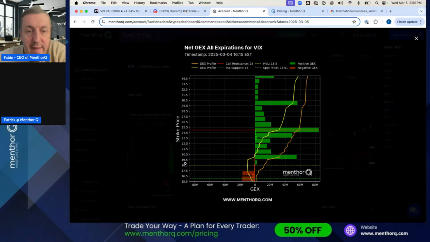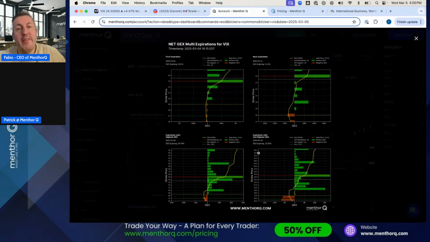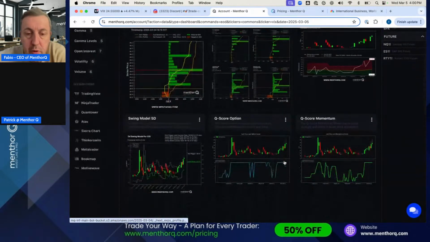So we can see that we have a very big 25 core resistance level. So we know, of course, what the core resistance means. So it could be a reaction area. So monitoring that today will be very key. And also, if we look at all the other expirations, we see a similar picture. So we see a lot of positive positioning around those 25, 24 levels. And also, that's 25 for the further expirations going forward.